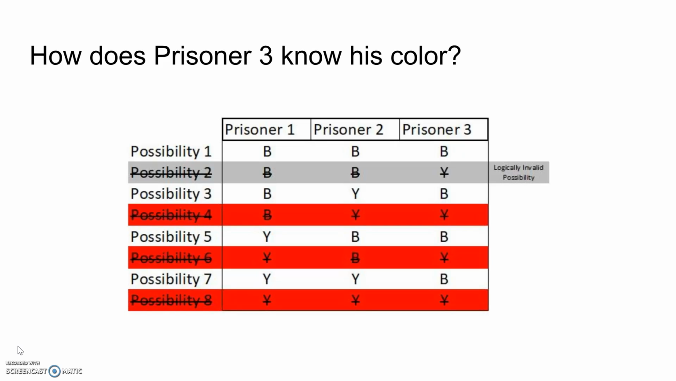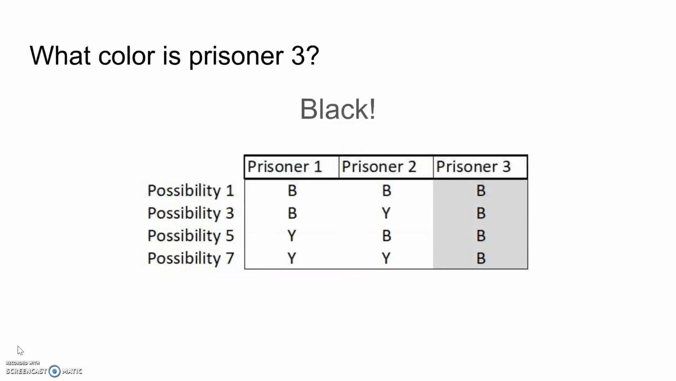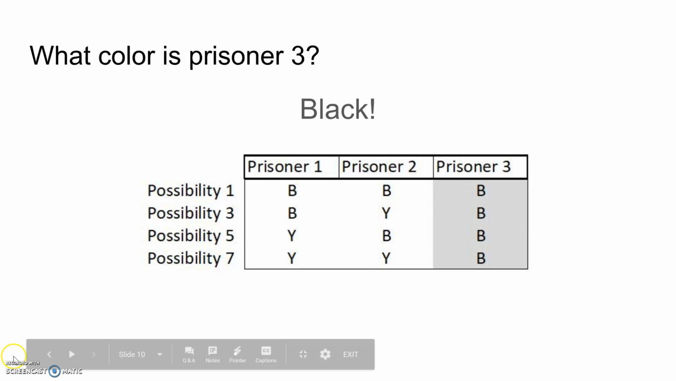So if he looks at prisoner 3 and sees that prisoner 3 has a yellow dot, he knows logically that he must have a black dot. But again, prisoner 2 could not determine his color. That means one thing. It means that possibility 2 can be excluded and that prisoner 3's color is black. The only cases remaining are the possibilities where prisoner 3 has a black color.